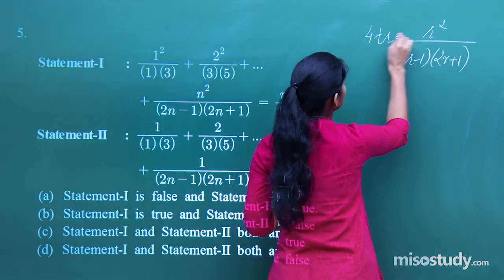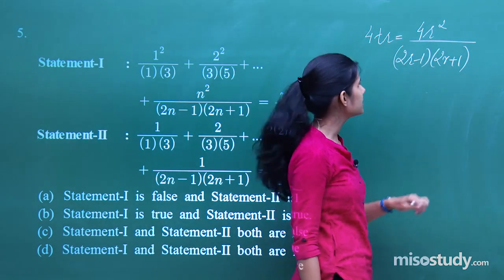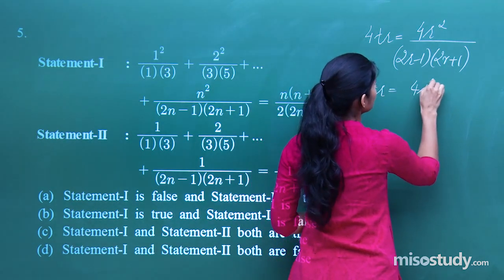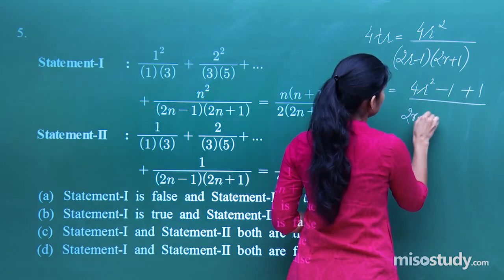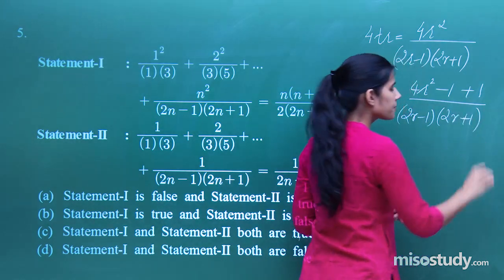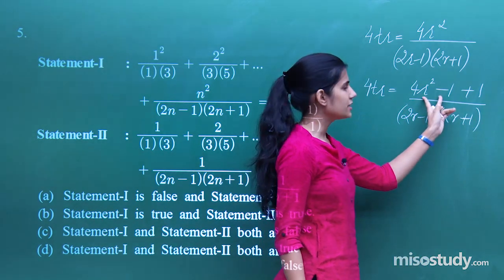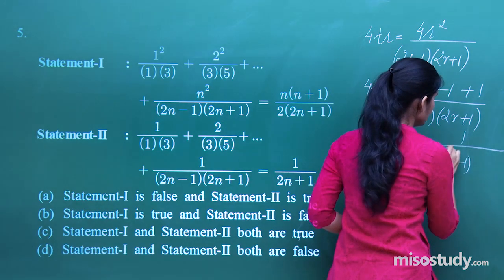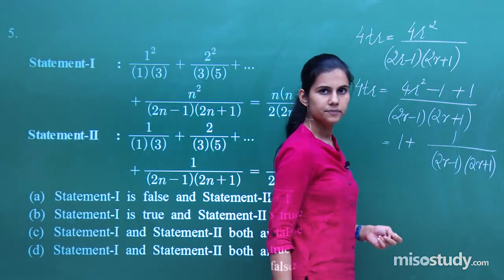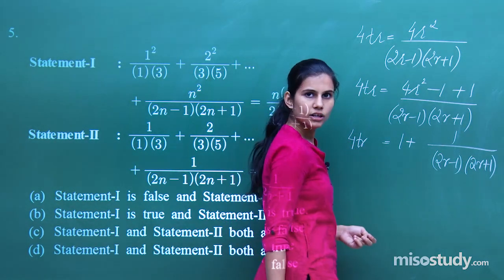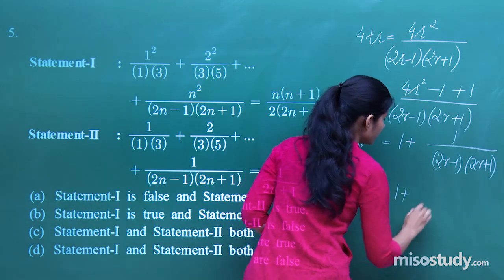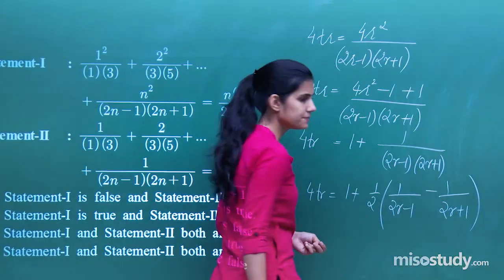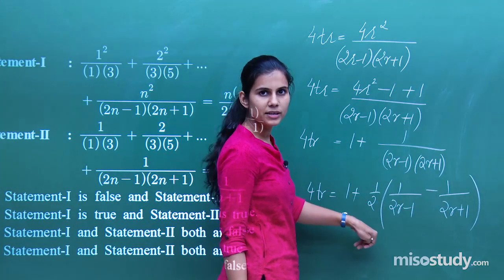So what we do is, we first of all multiply by 4. Why am I doing that? Because when you multiply this, you get 4 times Tr equals 4r square upon (2r minus 1)(2r plus 1). So I have created this particular product above also, that is 4r square minus 1 plus 1, why? Because now I can write this as 1 plus 1 upon (2r minus 1)(2r plus 1). And this is nothing but 4 times Tr. So 4 times Tr has come out equal to 1 plus 1 by 2 times (1 by (2r minus 1) minus 1 by (2r plus 1)). It's very simple. 2 was coming out extra, so I have multiplied and divided by 2.